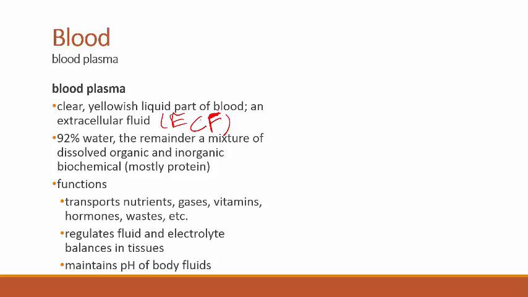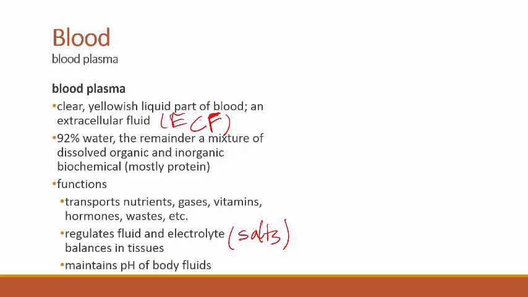And it's blood plasma that actually moves back and forth across the walls of the capillaries, providing regulation of fluid and electrolyte balances. Remember, electrolytes are the salts: sodium, chloride, potassium. All of those are the electrolytes, the ions. And it's also responsible for assisting in maintaining pH of body fluids too. So lots and lots of roles involved with blood plasma.